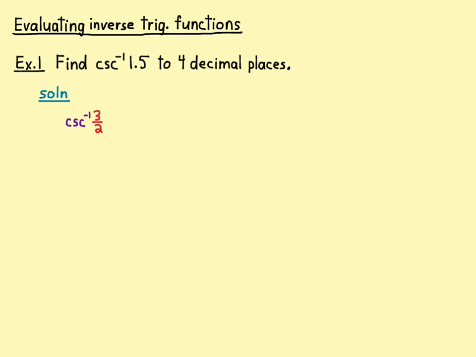So cosecant inverse of 3/2 is what we're asked to find. I wrote it as a fraction. So that's going to be sine inverse of the reciprocal. So that's sine inverse of 2/3. You can put it in your calculator and you get approximately 0.7297 rounded to 4 decimal places. So it's pretty straightforward. You just have to remember to do the reciprocal of the argument in these.